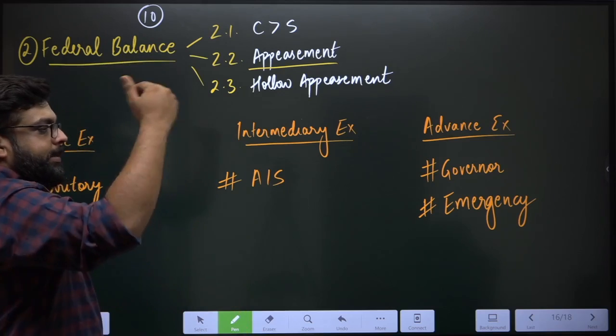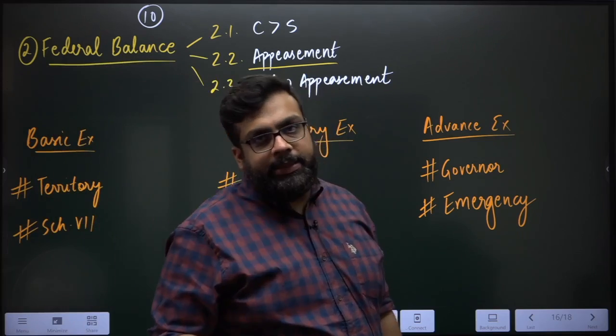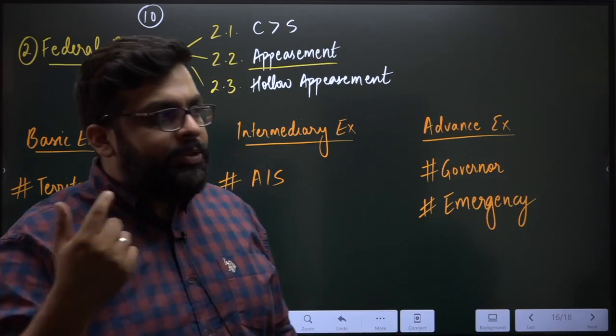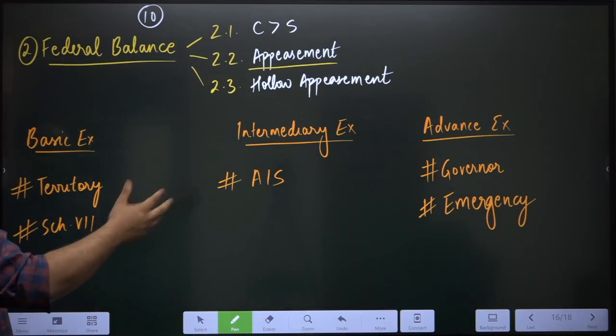So federal balance has 3 stages. First, there'll be an instance where the center is stronger than the states. 2, there will be some appeasement that will be given out. And 3, that appeasement is going to be hollow by nature. Let's look at some examples.